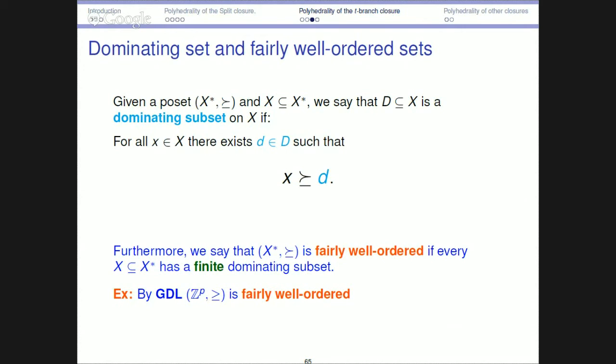Okay? And furthermore, we will say that a set with that order is finitely well ordered if every subset has a finite dominating subset. For instance, non-negative integral vectors with the usual order are finitely well ordered by the Gordan-Dickson lemma. Remember, any subset of non-negative integral vectors has a finite dominating subset by the Gordan-Dickson lemma. So this definition is a generalization of the Gordan-Dickson lemma in some sense.